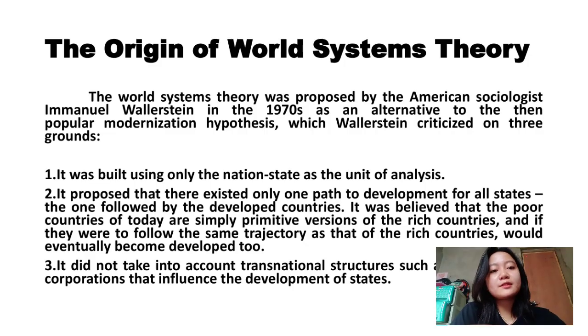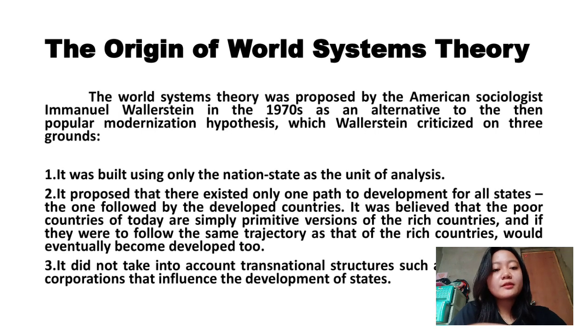The origin of world systems theory. The world systems theory was proposed by the American sociologist Immanuel Wallerstein in the 1970s as an alternative to the then popular modernization hypothesis, which Wallerstein criticized on three grounds. One, it was built using only the nation state as the unit of analysis.